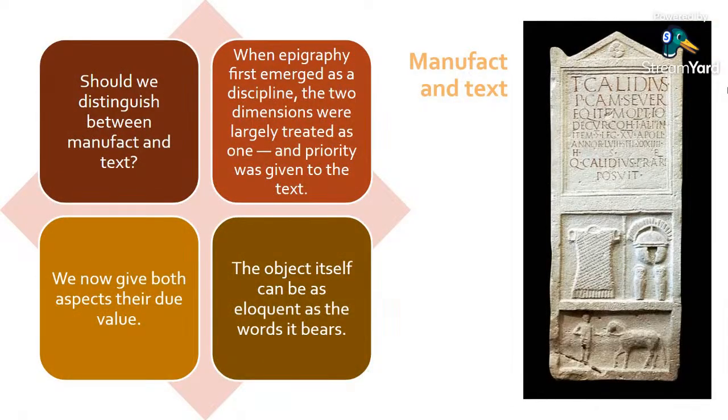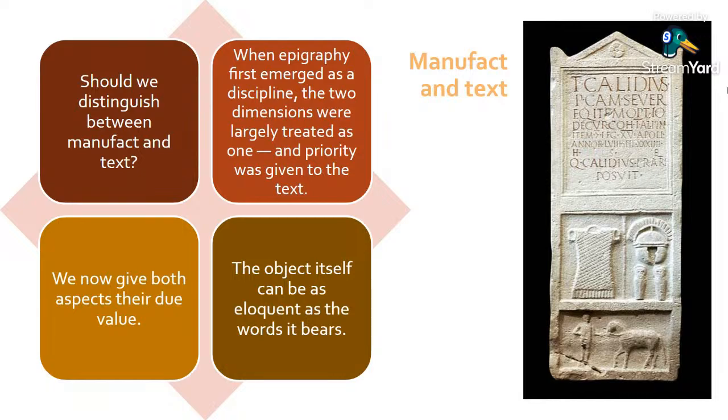Should we distinguish between artifact and text? Well, when epigraphy first emerged as a discipline, these two dimensions were mostly treated as one, and the main focus was on the text itself. As the discipline has expanded and explored new perspectives, we have come to give equal attention to both aspects, because we now realize that the inscribed object can be just as meaningful as the words it carries.